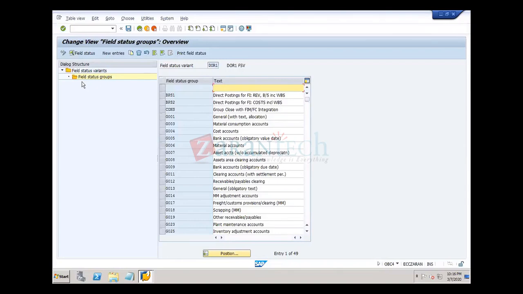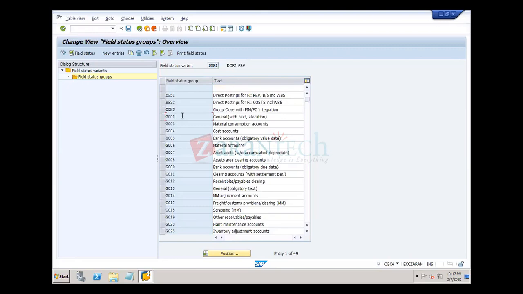So while making postings, depending upon the value that you select here at the GL account master level, whatever has been assigned will be impacted in the posting. Now, all these are the field status groups.